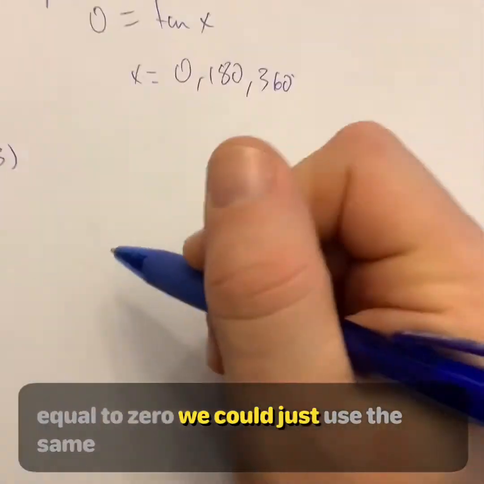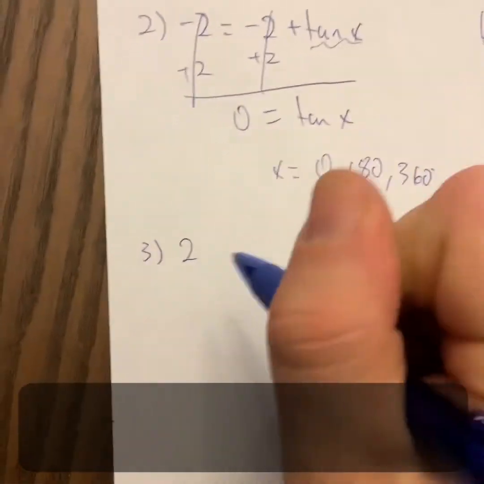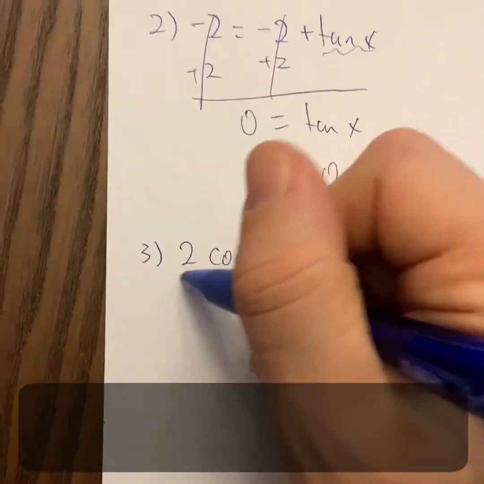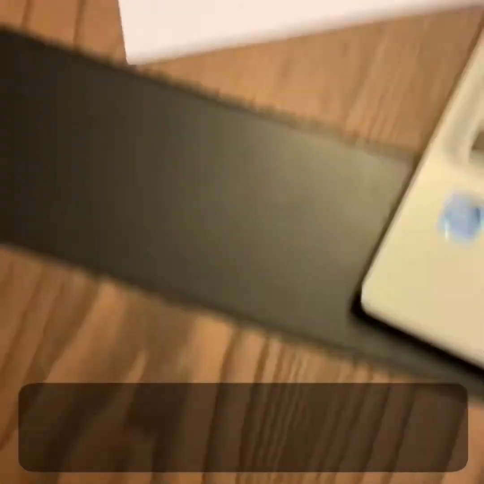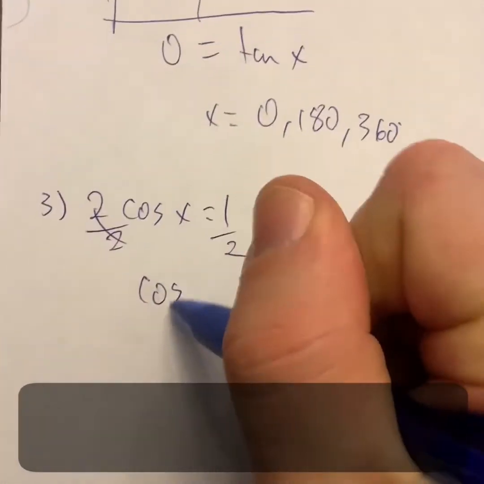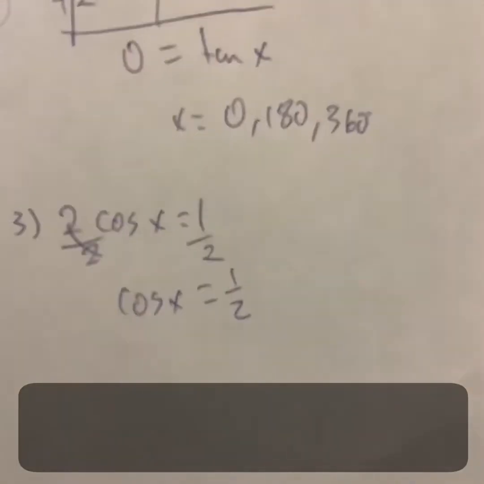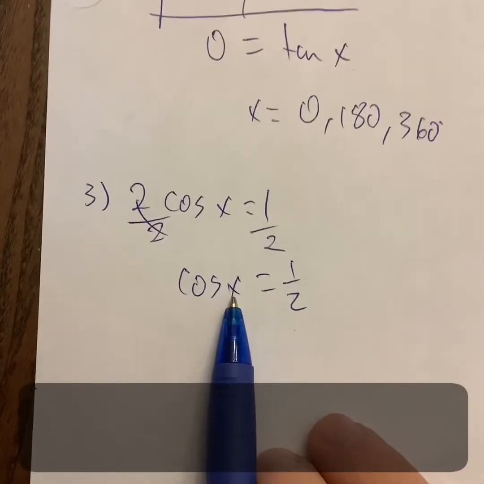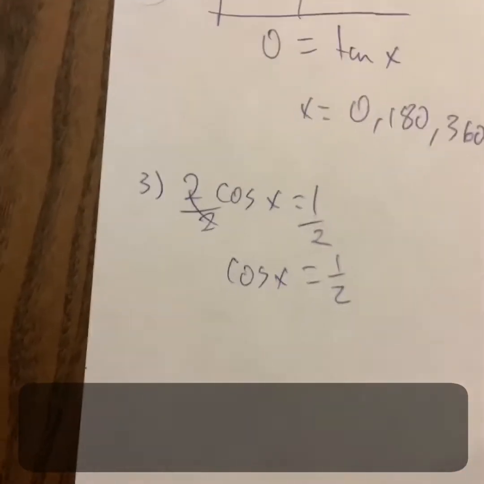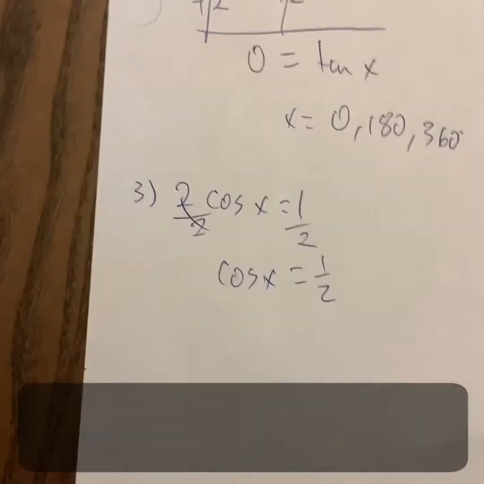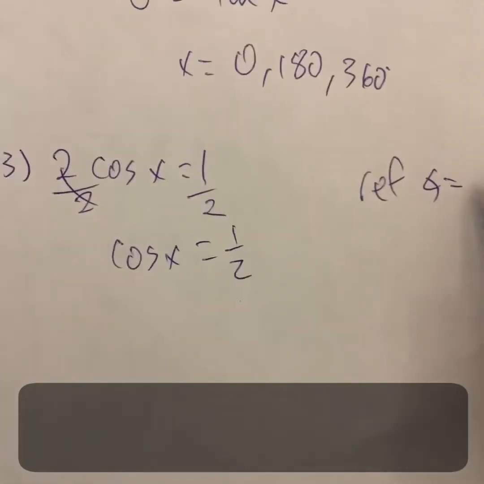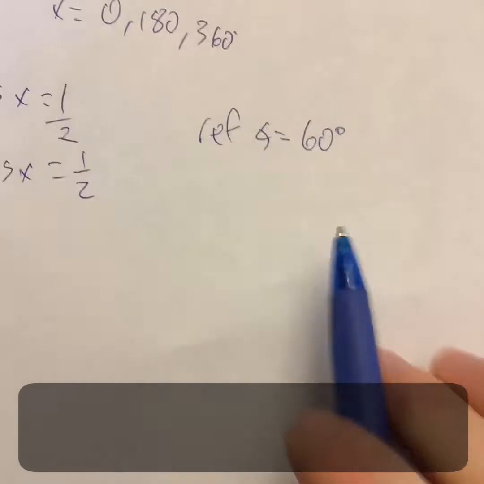Number 3 was 2 cosine of x is equal to 1. So we've got to get this cosine of x by itself. We divide by 2 on both sides, and we get the cosine of x is equal to 1/2. So we want all the angles that have a cosine of positive 1/2. We look at our chart, which I put up yesterday. I don't have it handy right now, but we know that the reference angle would be equal to 60 degrees because the cosine of 60 is equal to 1/2.